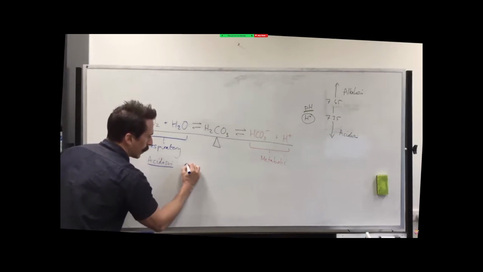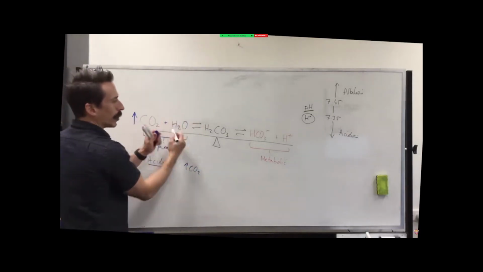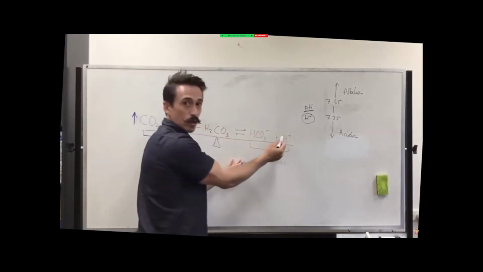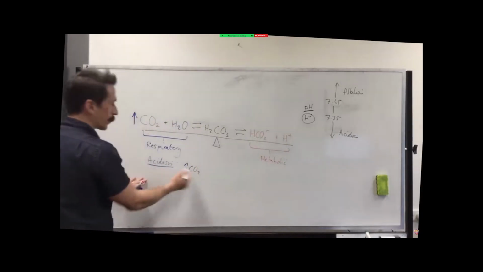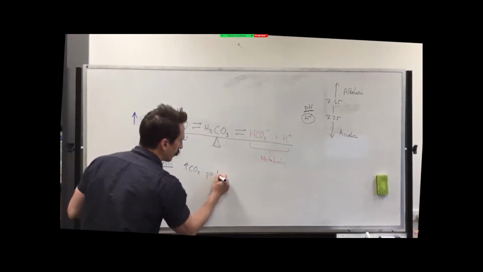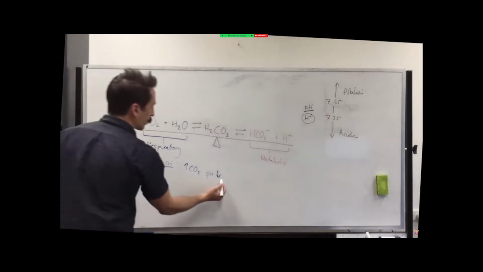Respiratory acidosis, increased carbon dioxide, because this means it binds with the water, produces carbonic acid, splits apart and produces hydrogen ions. This is acidic. That's respiratory acidosis. So what happens with the pH? It goes down, dropping down in this direction. All right, that's respiratory acidosis.